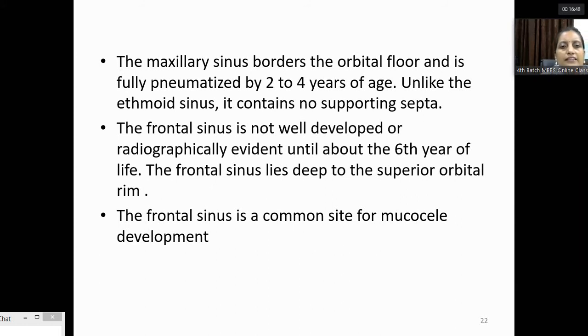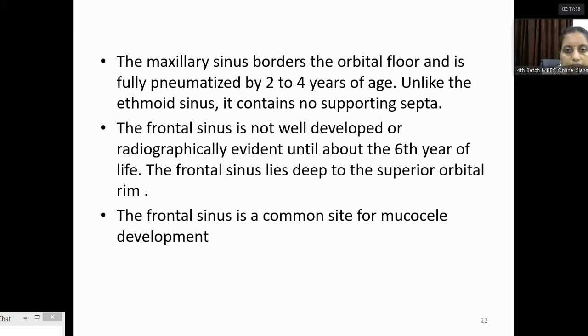The maxillary sinus borders the orbital floor, and it is fully pneumatized by 2 to 4 years of age. Unlike the ethmoid sinus, it contains no supporting septa. The frontal sinus is not well developed or radiographically evident until about 6 years of life. The frontal sinus lies deep to the superior orbital rim, and it is a common site for mucocele development.